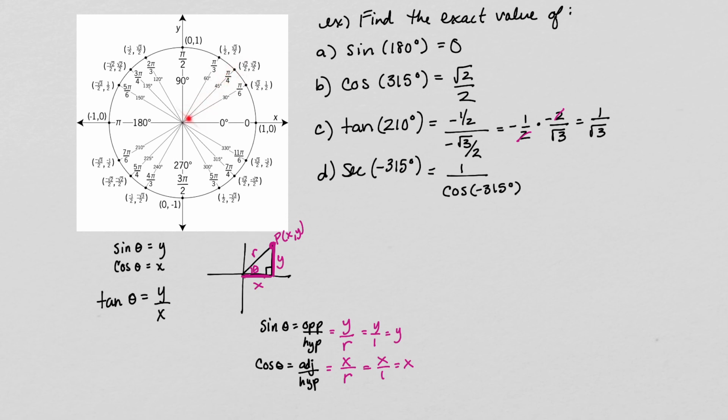So negative 315 degrees, right here, and I'm looking for the cosine of it, so the cosine of it is root 2 over 2. So this is going to be 1 over root 2 over 2, which again, I need to make look nice. So we're going to do keep, change, flip. Keep the 1, change to multiplication, flip the bottom fraction, 2 over root 2. So we end up with 2 over root 2.